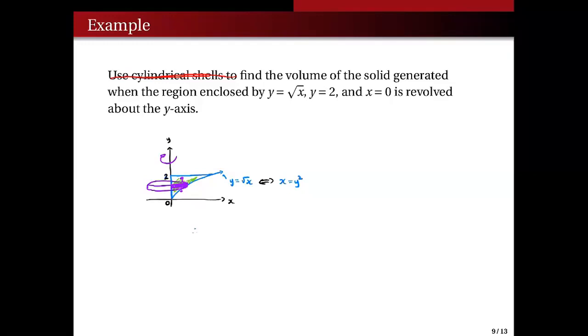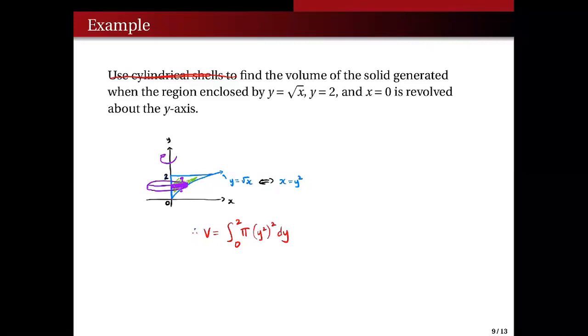Therefore, volume. This is the integral from 0 to 2. That's the motion of your strip. 0 to 2 of pi. And then the radius of that disk, it's just from this point up to this point, or from the function going to the center of your disk. But the function, it's just y squared, x equals y squared. So you have pi radius squared. Then this is with respect to y.